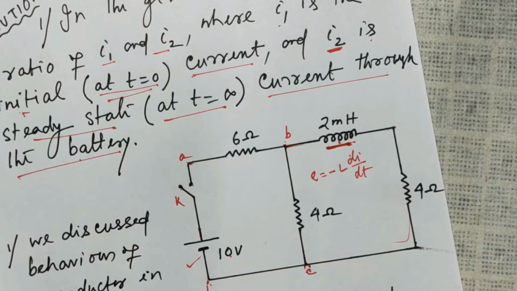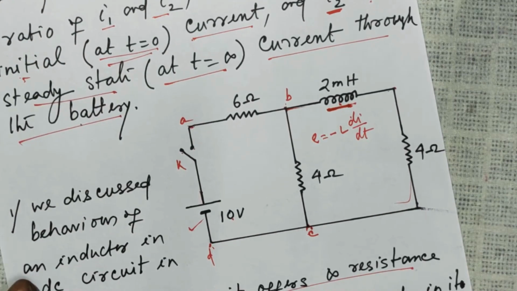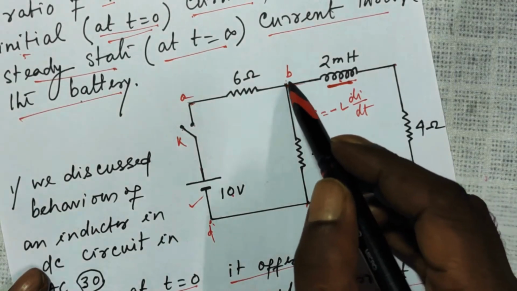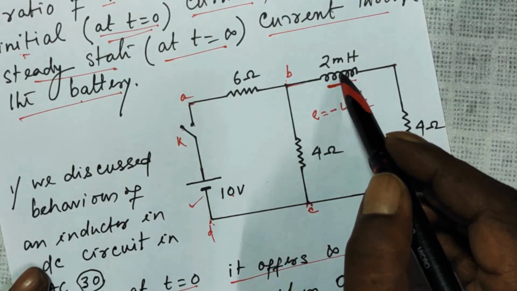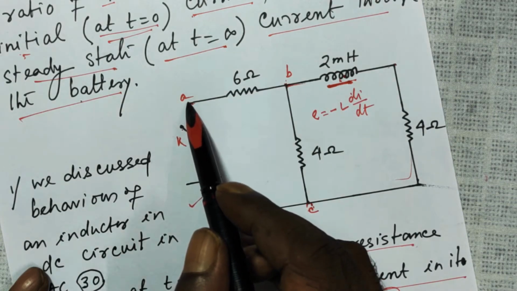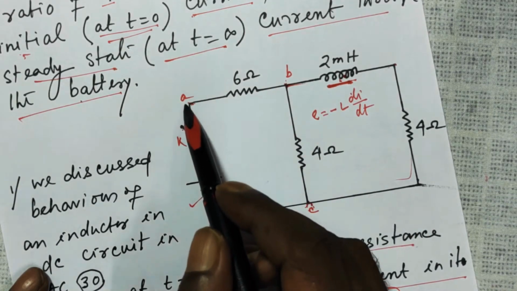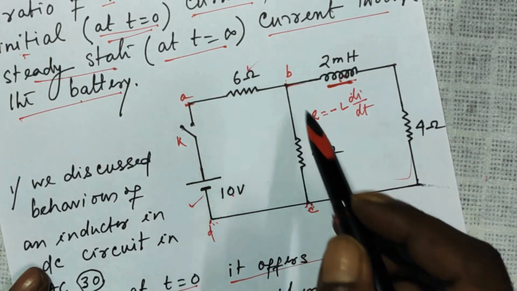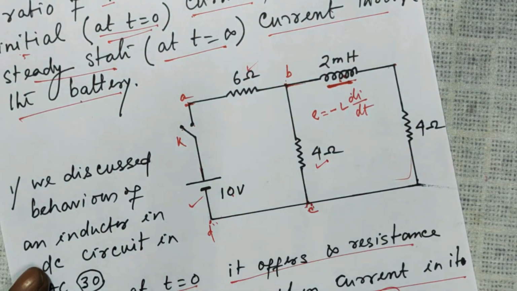That is the thing that you have to remember. So let us find out the current at t is equal to 0, when this is offering infinite resistance, so no current to this side. So only this circuit is complete, A, B, C, D, A. And in this part, this resistor and this resistor, they are in series.